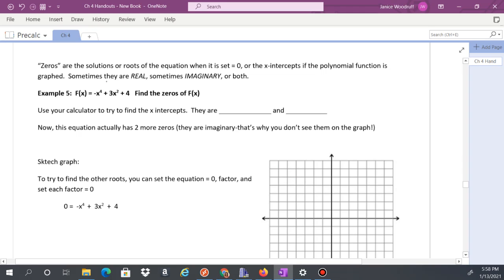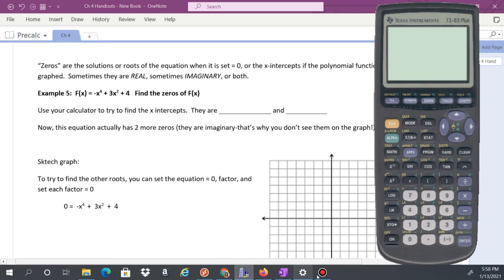So let's look at this example here. You can use the graph to start the problem. So here we would take this and go y equals, and we're going to put this in. So we have a negative x to the 4th plus 3x squared plus 4.